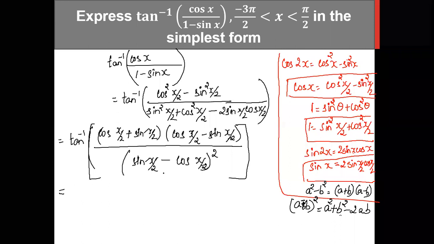Okay, fine. So now if you see in the numerator we have, okay students, sin x by 2 minus cos x by 2 whole square, which can also be written as cos x by 2 minus sin x by 2 whole square, because we know that a minus b whole square is always equal to b minus a whole square, correct?